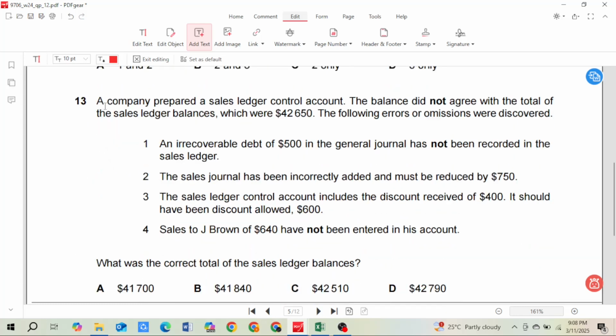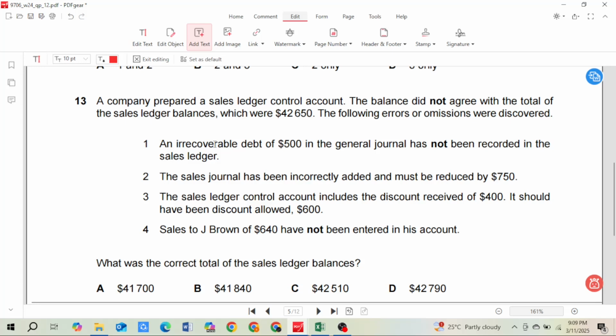Question 13. A company prepared a sales ledger control account. The balance did not agree with the total of the sales ledger balances, which were 42,650. The following errors or omissions were discovered. When we prepare the sales ledger control account and total the individual customers' accounts, they are not matching. Right now the individual customer total, which is the sales ledger balance, is 42,650. Now there are some errors and omissions.